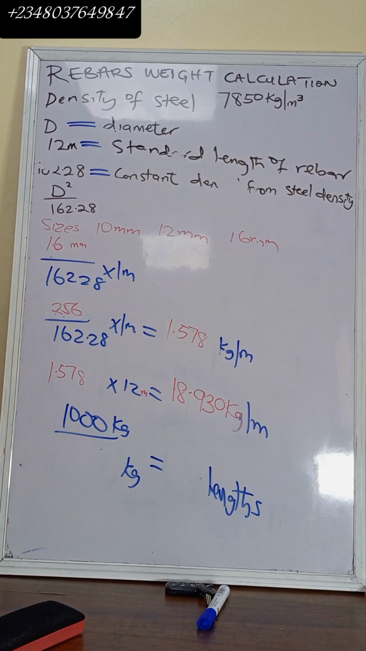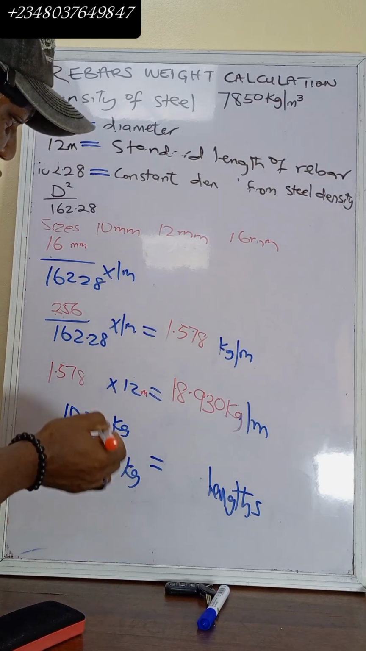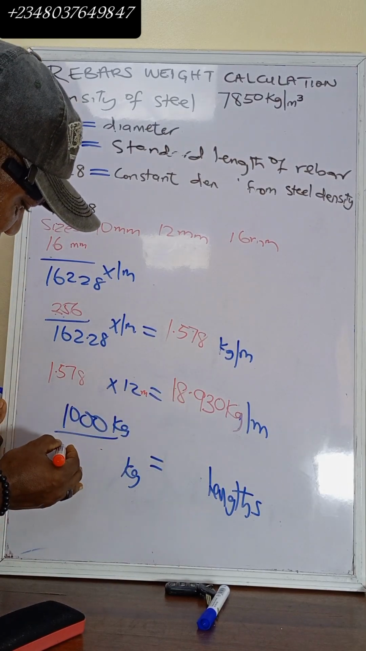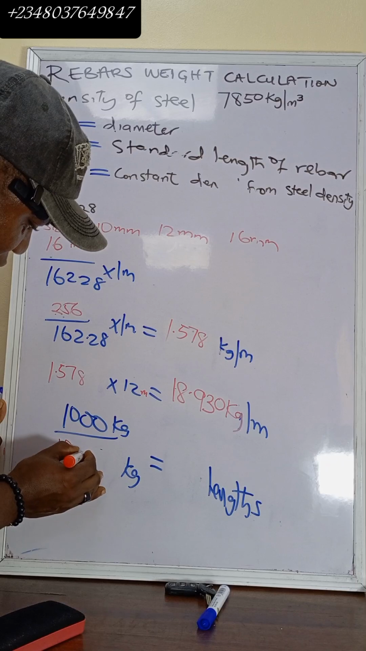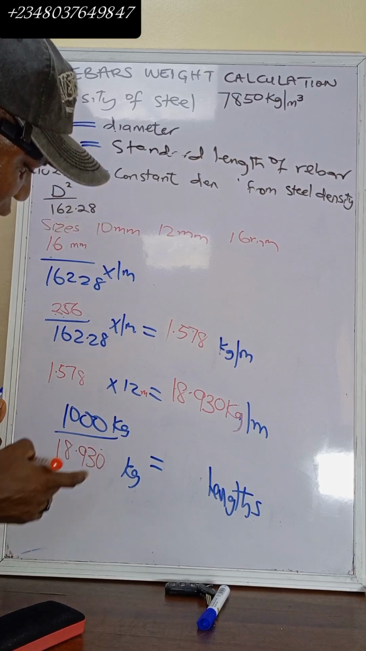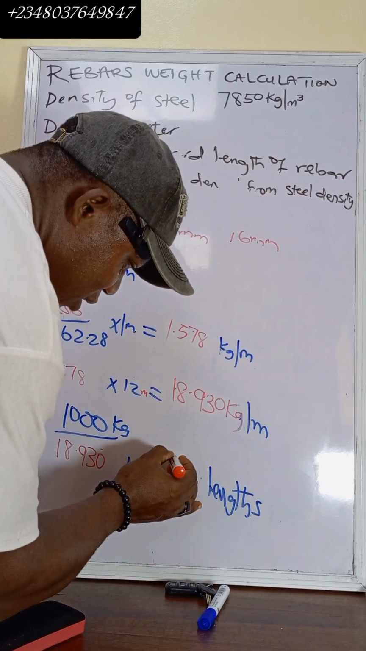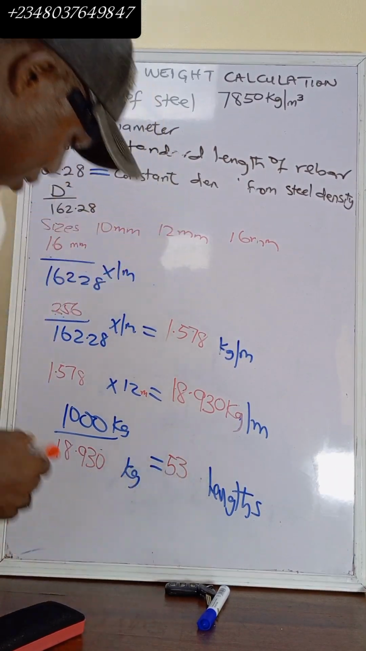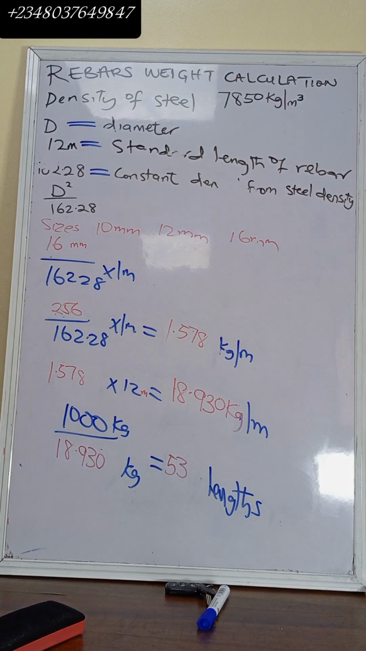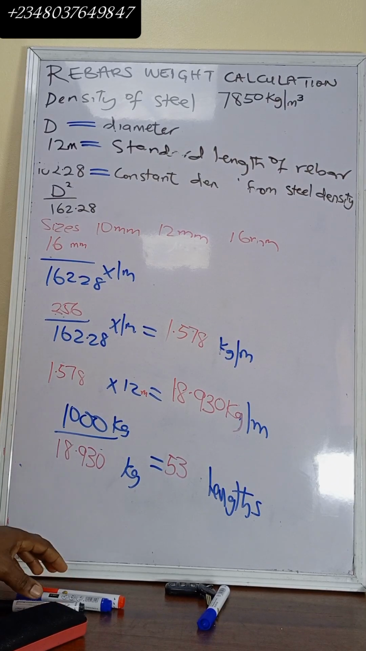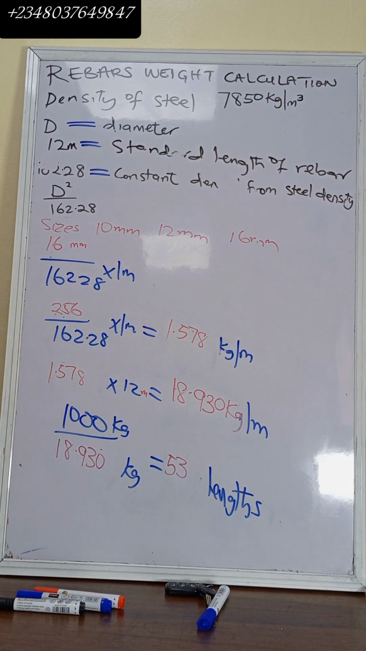In order for us to get the required length in 1 ton, or 1,000 kg, of 16 mm, what you're going to do is 1,000 kg divided by 18.930 kg. So that will give us 53 length. So what we are going to be getting at the end of the day is 53 length.